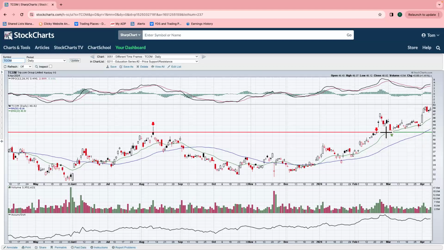And it doesn't mean that this 42 level is going to hold. Don't treat this as though it's a guarantee. What 42 represents is the best reward to risk entry point. Doesn't provide a guarantee. But if you chase this and get in at 47, how bad are you going to feel if it breaks below 42? Let's say it goes down to 41 intraday. Now you're down $6. If you bought at 42 and it goes to 41, you're down $1.